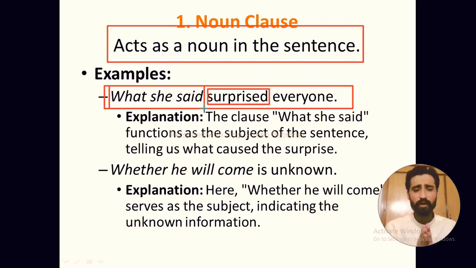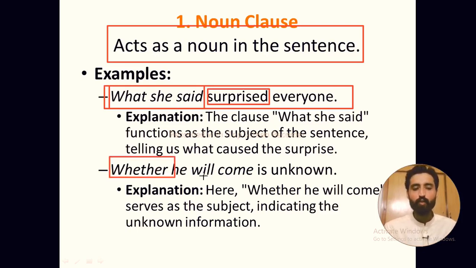So now let's talk about that. Usually a subject. The clause, what she said, functions as the subject of the sentence, telling us what caused the surprise. Now, look, the subject is usually the doer of an action, right? So what she said actually performs the role of a subject here, because it shows us in the sentence what caused the surprise, right? That is what we need to call a noun clause.